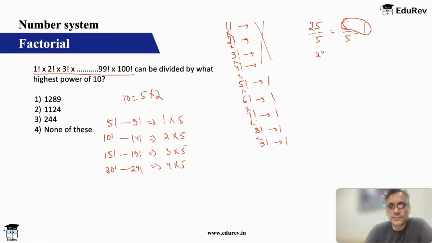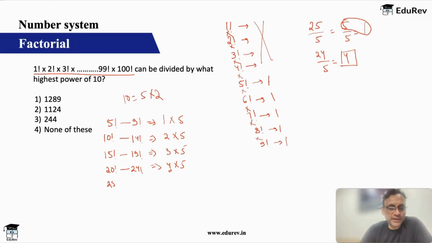Whereas 24 upon 5 is 4. It has only 4 fives. So 24 factorial has 4 fives, which is what we have taken. But 25 factorial has 6 fives. So 4 jumps to 6 because 25 is 5 square. Okay. And that is where you'll have to be careful.